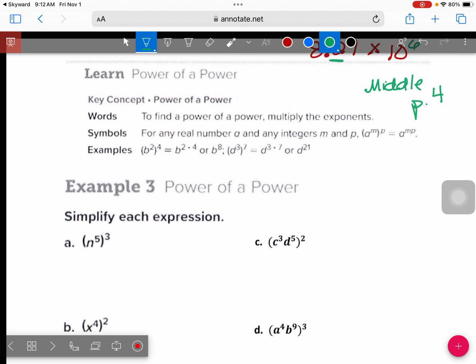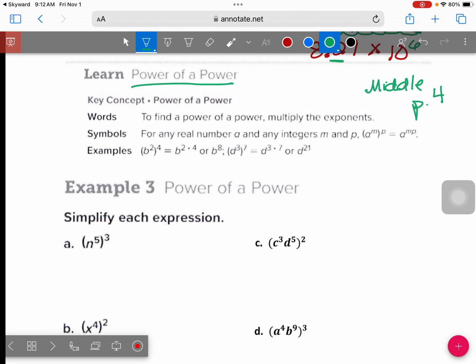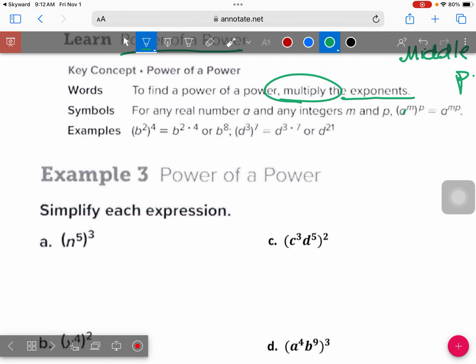So this is talking about taking a power of a power. All right? It says to find a power of a power, you are going to multiply the exponents. Power of a power, Victoria, we multiply the exponents. So for any real numbers a and any integers m and p, a to the m power taken to the p power is a to the mp.